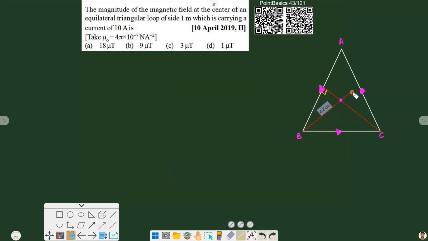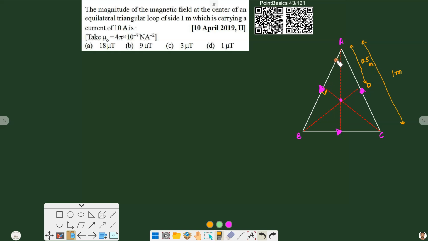So let's first join these points. Now these red lines act as perpendicular bisectors for the opposite sides and also act as bisectors for the angles. So we can say from here that the length of AC is equal to, as per given, 1 meter, and here if we say ABC and this is D, then the length of AD is equal to 0.5 meter.